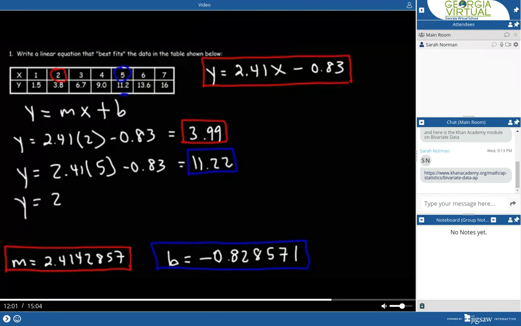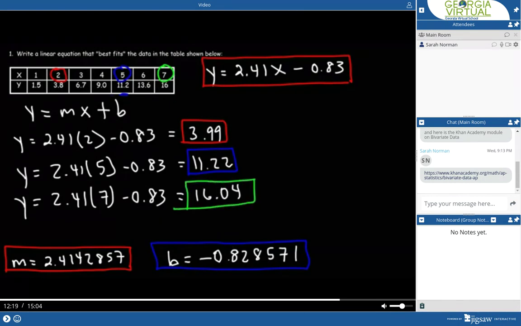Now let's try one more. Let's try an x value of 7. In this case, I get 16.04. 16.04 is very close to 16. So thus we could see that this linear equation fits the observed data very well.